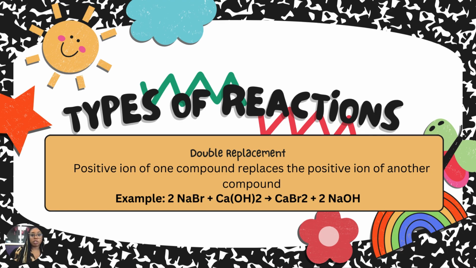Now, when we go over to the product, we see that our positive ion has now swapped out with Br. So previously, Br was paired with the positive ion, which was Na, but now it has switched to the other positive ion, which is Ca. And then you have Na that has been swapped out and paired with OH.